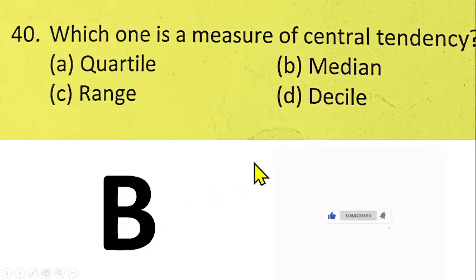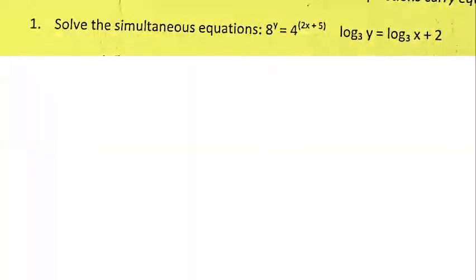So we have been able to solve all the 40 objective questions for the Further Mathematics questions for SS2 third term examination 2023. We are about to start the theoretical part of the questions now, and the first question we have here is to solve the simultaneous equations 8 raised to power y equals 4 raised to power 2x plus 5, and log y base 3 equals log x base 3 plus 2.